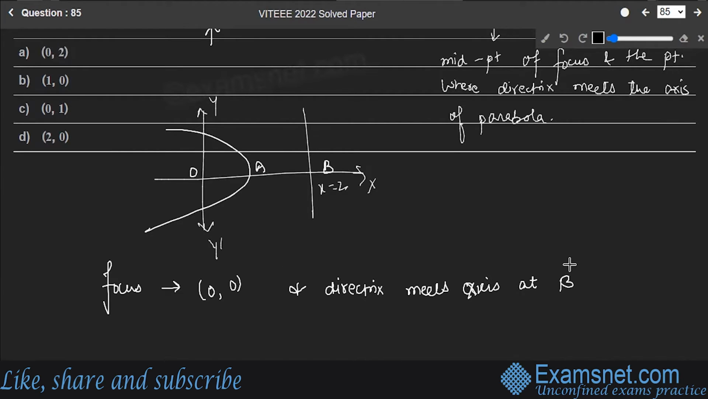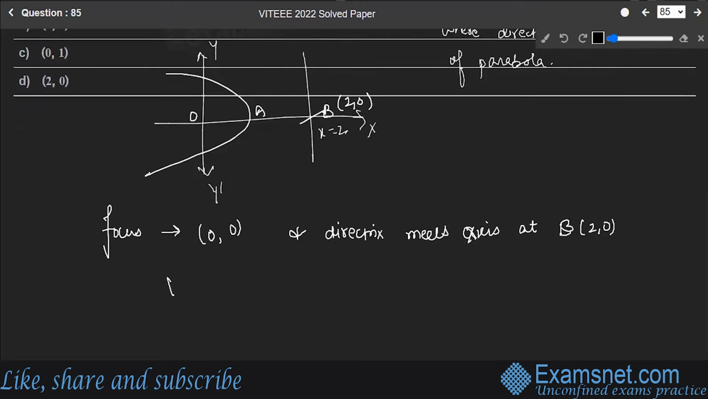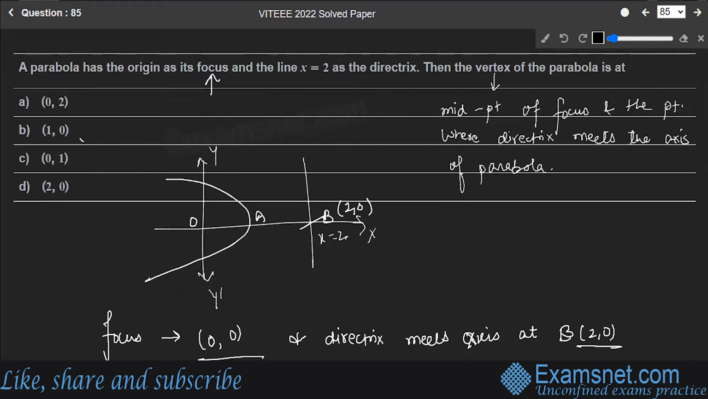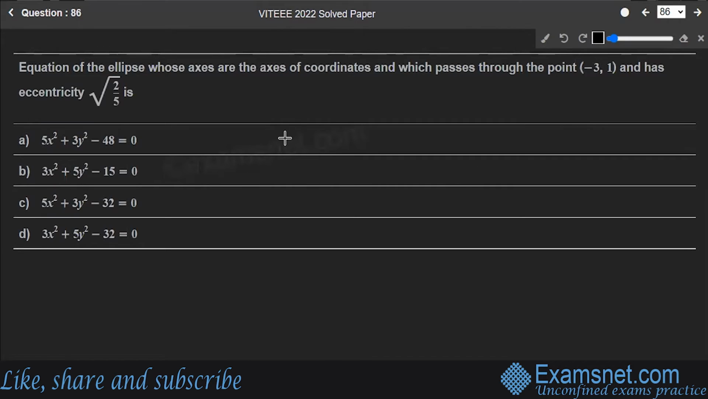So this point B is nothing but (2, 0), right? Therefore, the vertex is the midpoint of these two points, which is (0 plus 2 upon 2, 0 plus 0 upon 2), which is (1, 0). That is option B. Hope you understood this. Next is question number 86.